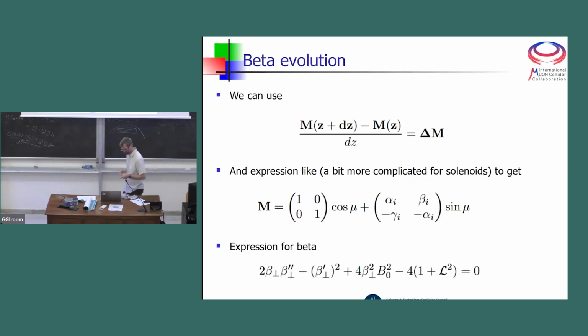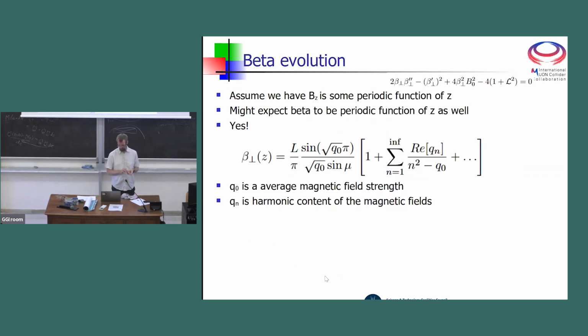Okay. So we can solve this differential equation. Again, I'm not going to go through it. But this is the differential equation up here. If we consider a solution of beta as Fourier harmonics, if B is a set of Fourier harmonics, then we might expect beta to be a periodic function of Z as well. So we can solve this equation with beta as a set of Fourier harmonics, and you get this expression out here, where Q0 is the average magnetic field strength, and Qn are like the harmonic content of the magnetic fields. Okay.